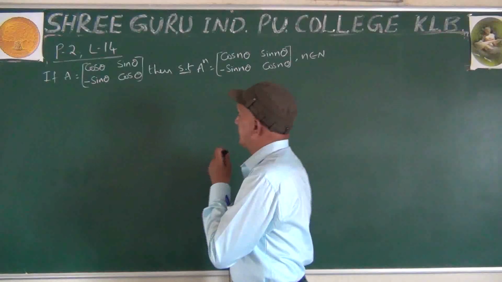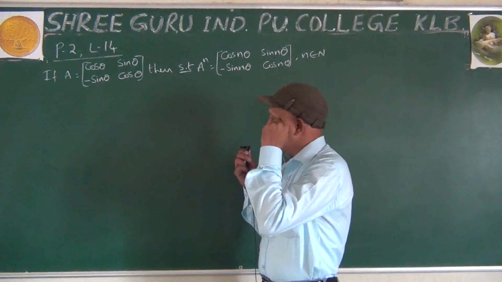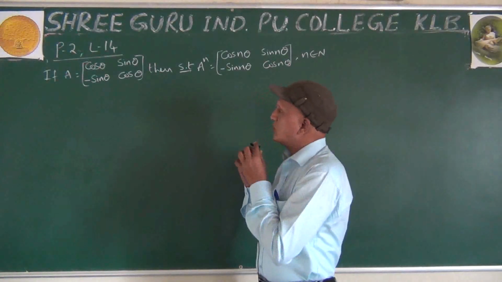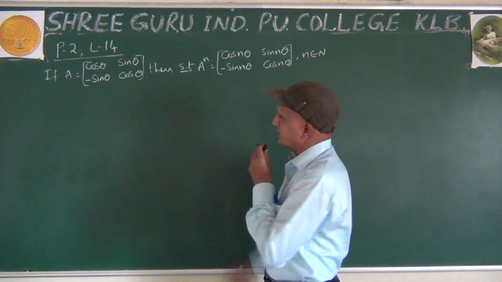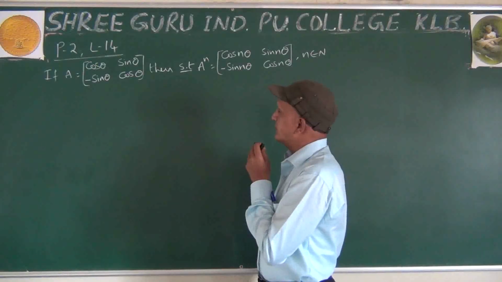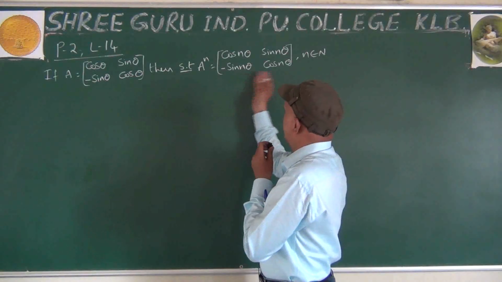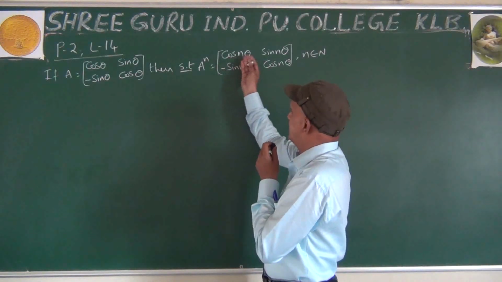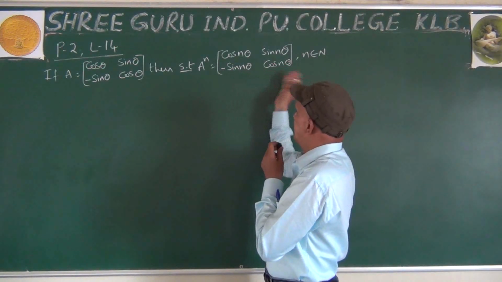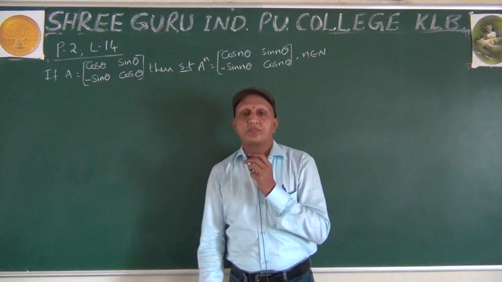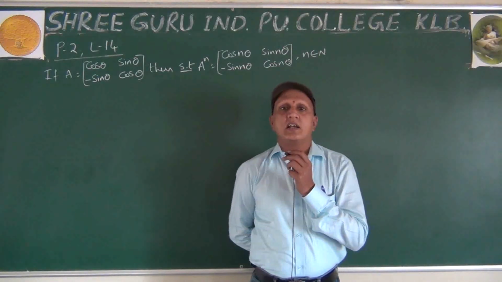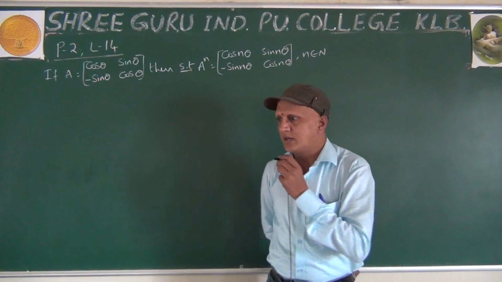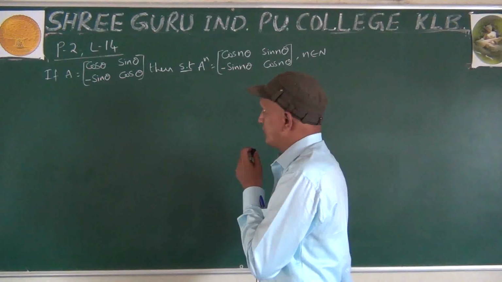Yeah, let us see this question. If A equal to cos theta, sin theta, minus sin theta, cos theta, then show that A power n equals cos n theta, sin n theta, minus sin n theta, cos n theta. This is the question. This question we have to prove by using mathematical induction.